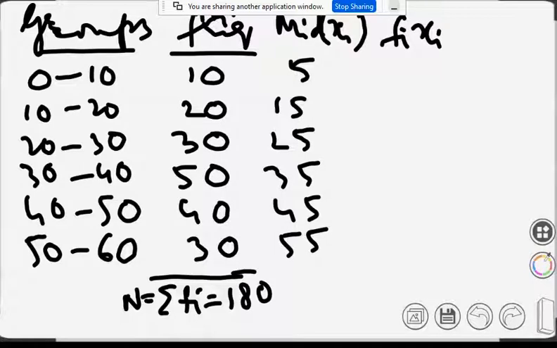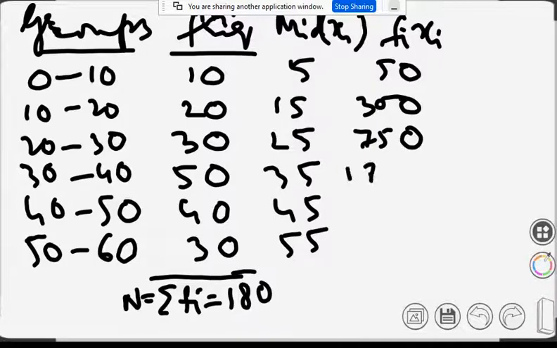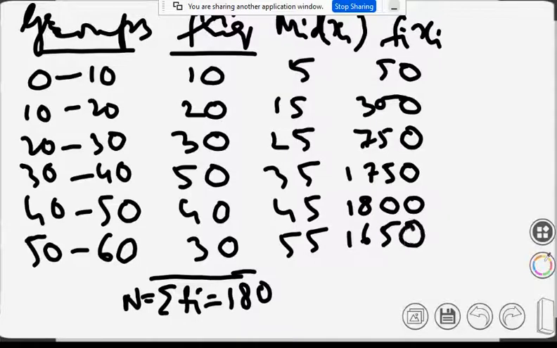Then fi into xi is just multiplying fi with xi. That is 10 into 5 is 50. Then 20 into 15 is 300. So like that, please complete. Then 750, then 1750, then 1800, and then finally 1650. So for mean, that is sufficient.